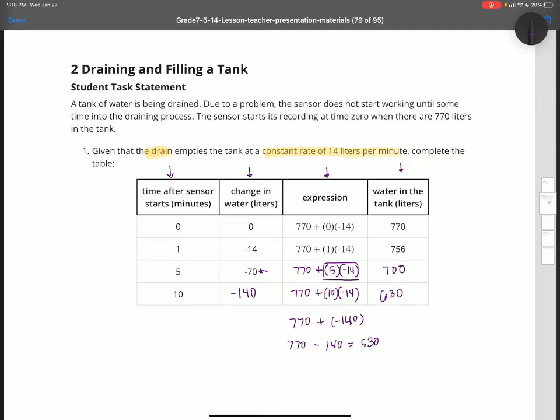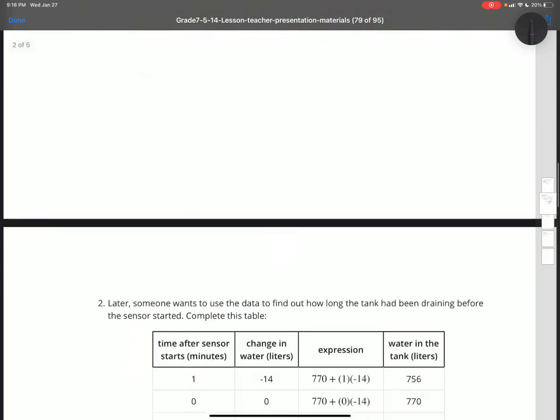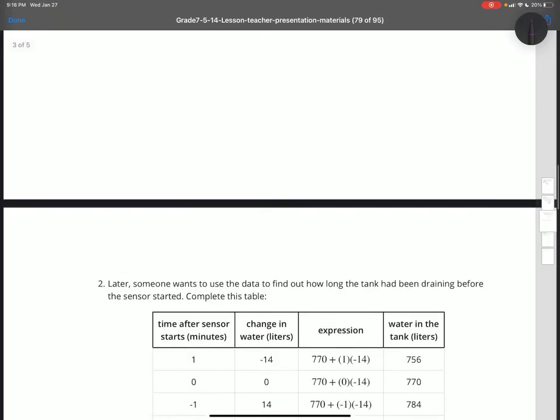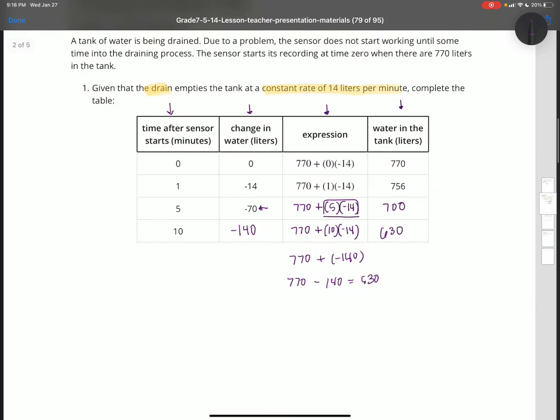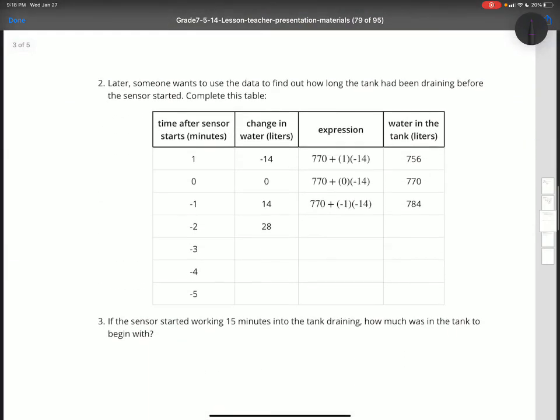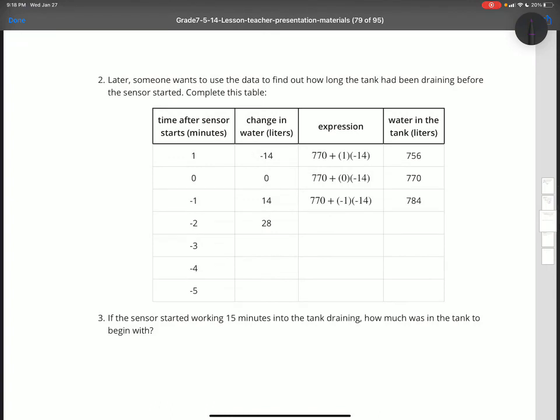Okay, now let's move on to question 2. Question 2, it says later somebody wants to use the data to find out how long the tank has been draining before the sensor started. Complete the table. All right, so we're still keeping the same unit rate, which is negative 14 liters per minute, which indicates that it's draining. And if you notice, it's the same expressions, okay?